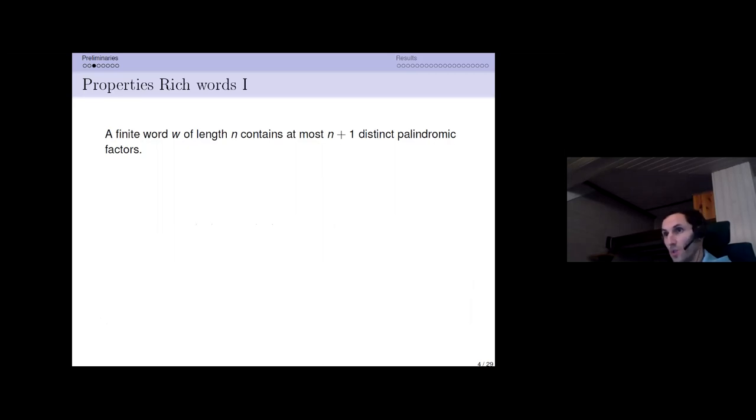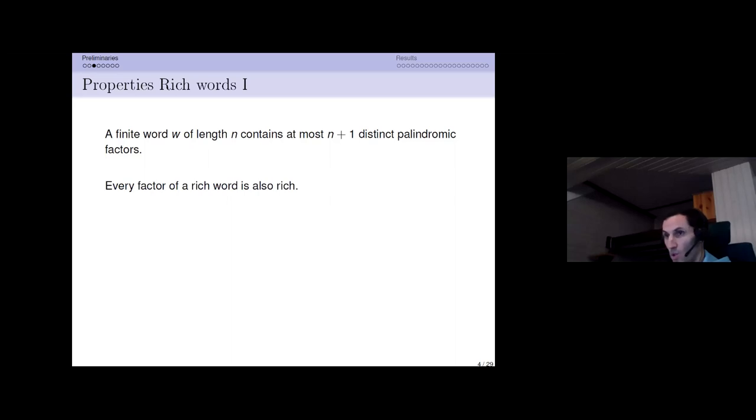Okay, well, this is what I promised to you. There is a proposition or a theorem which says that a finite word W of length N contains at most N plus one distinct palindromic factors. Here also counted, including the empty word. So this is the explication for the name rich. Also, the rich words are the words which are rich in the number of palindromic factors. So these are the words which have the maximal number of them with regard to the length of the word in question.